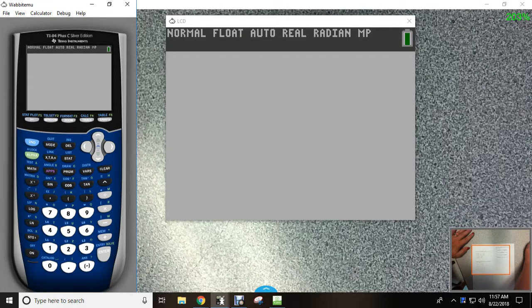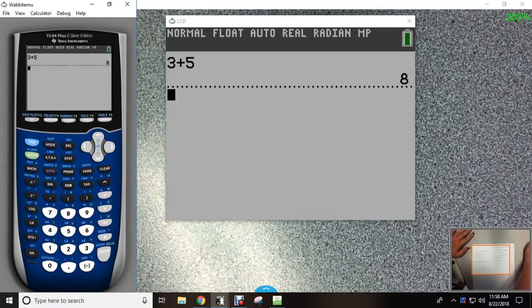All right, so the first thing we're going to talk about are just some basic computations. We're going to start out with 3 plus 5. Not a big deal, but there's not an equals button. So what you're going to do is press enter. 3 plus 5 is 8.